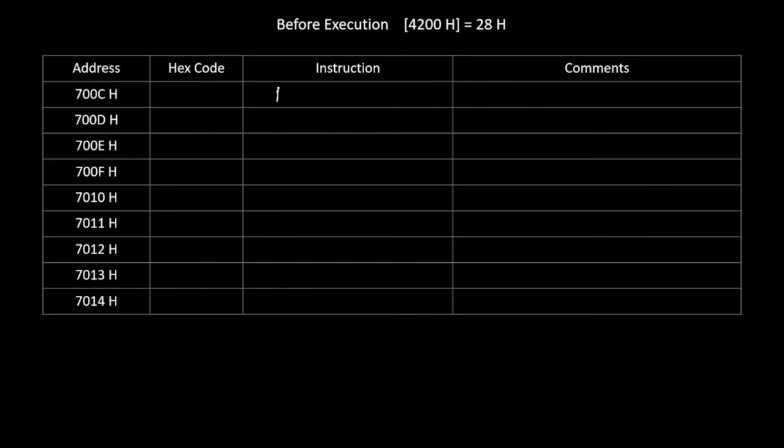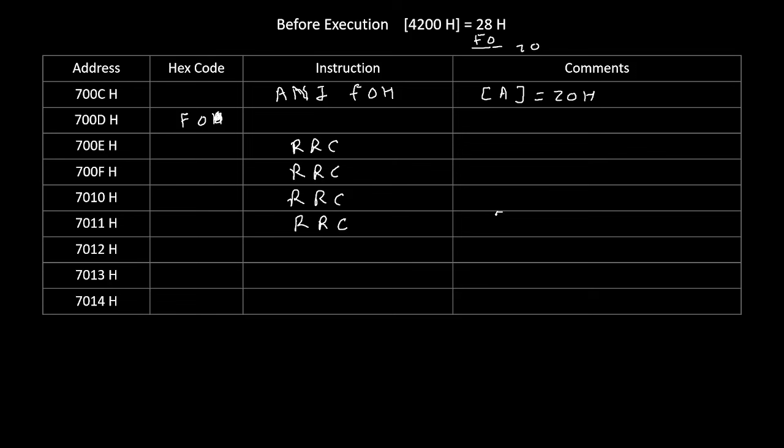Then this time we will AND with F0H. Our content was 28. If we AND it with F0H, then we will get the value equal to 20. Then the content of the accumulator will now become 20H. Again it is a 2-byte instruction. The code of ANI will come at 700C, and this F0 we will write over here. Now we want to convert this 20 into 02. For that we will rotate the content towards the right 4 times with RRC. Now your accumulator after the 4th rotation will become 02H.